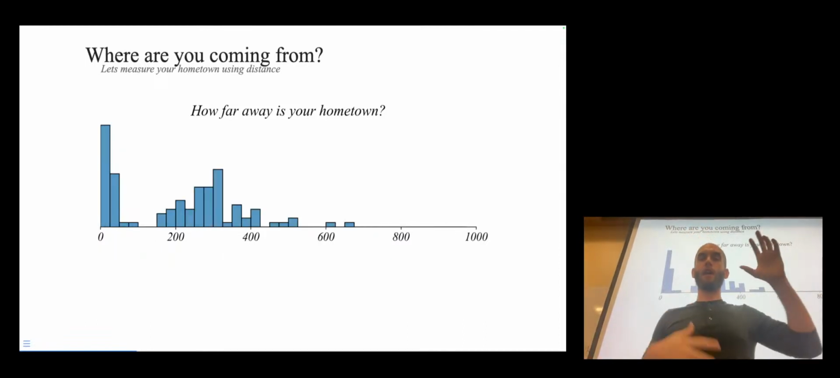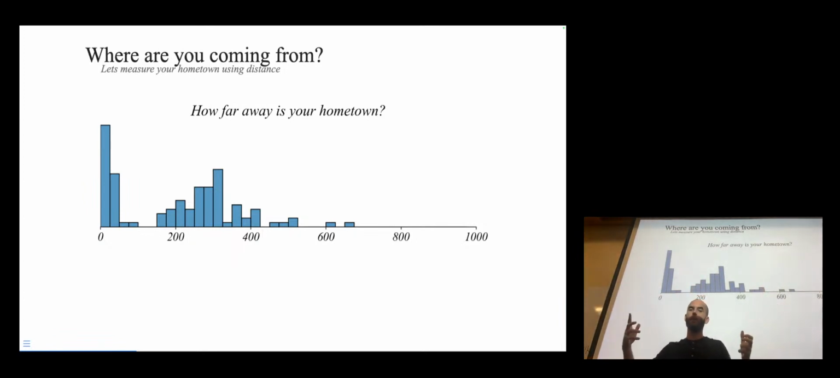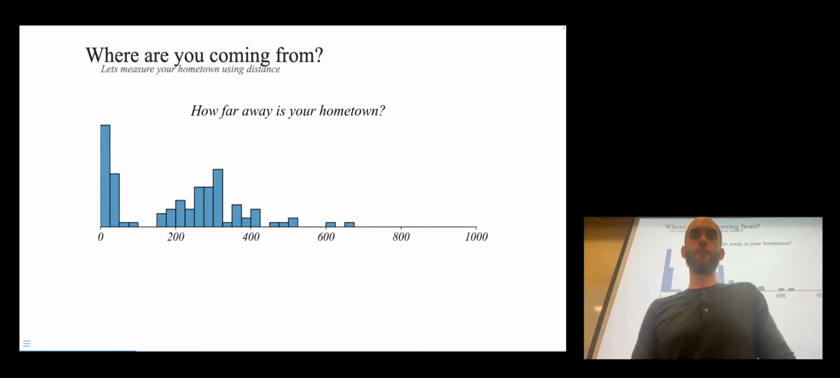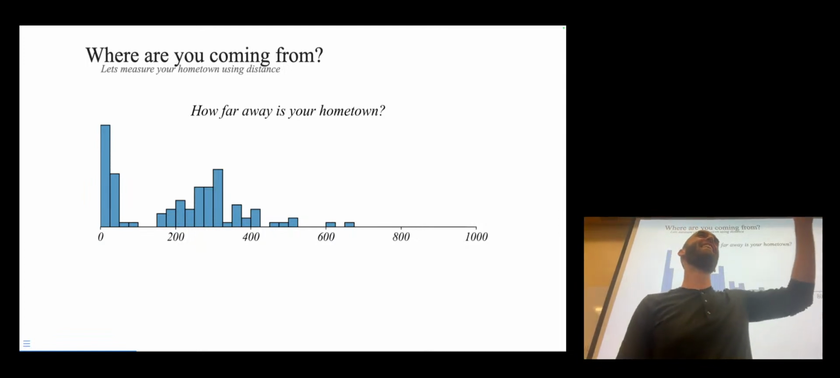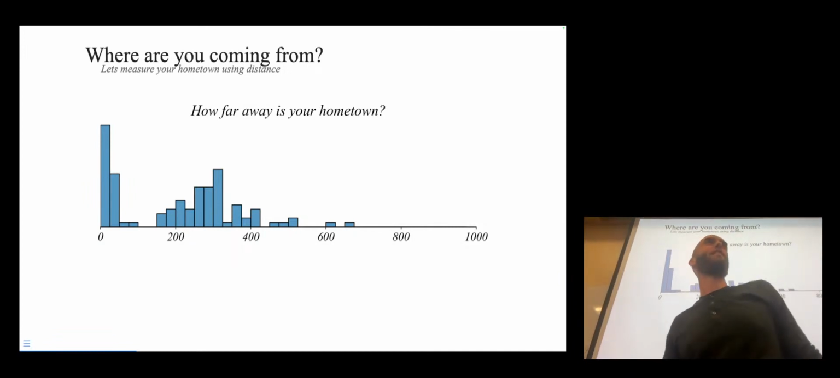I zoomed in just to distances that are under 1,000 to get a better picture of this subset of the students in this class. And you can see a lot of people are coming from Pittsburgh directly, so this is like the Pittsburgh metro region. And anyone know where 300 miles away might land us? Yeah. Where? New York. Yeah, so New York is roughly 300 miles away.